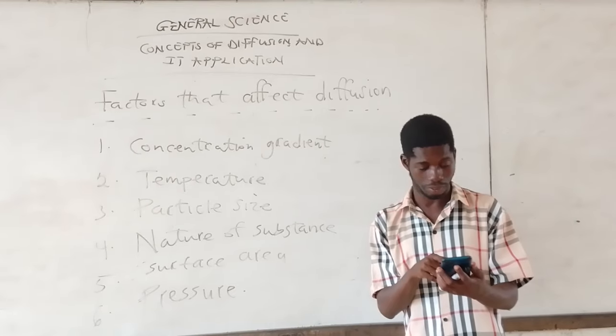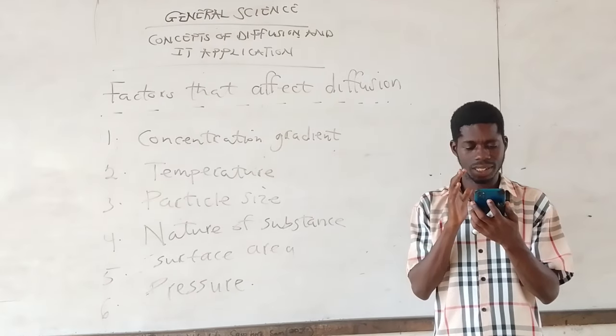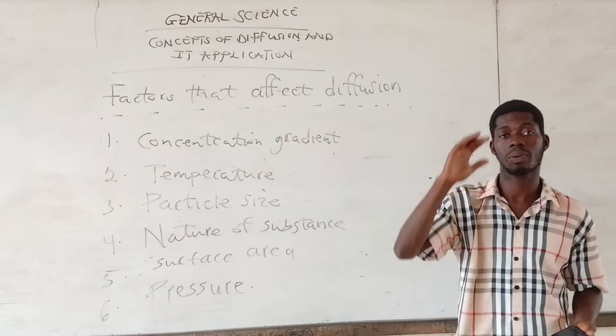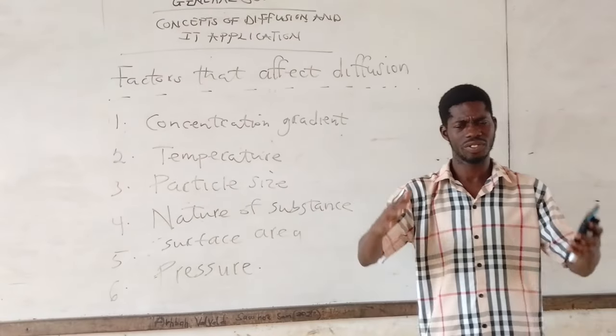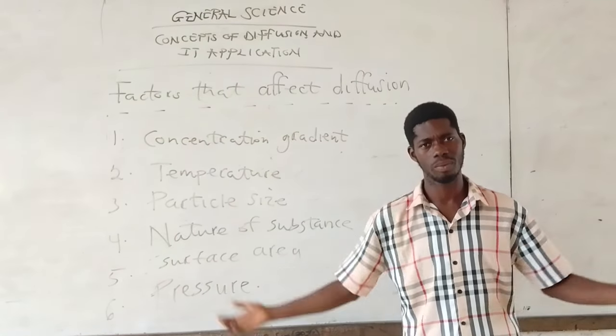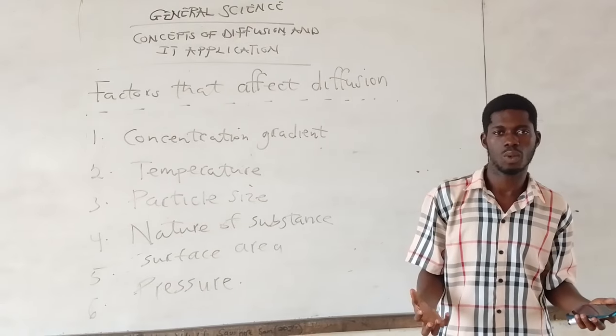I'm reading it from here. It says smaller particles diffuse more quickly than larger particles. Yes. So if the thing is large, the rate of diffusion will be low. But if the thing is small, the rate of diffusion will be high.